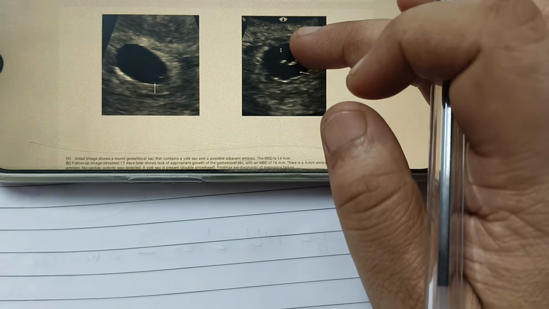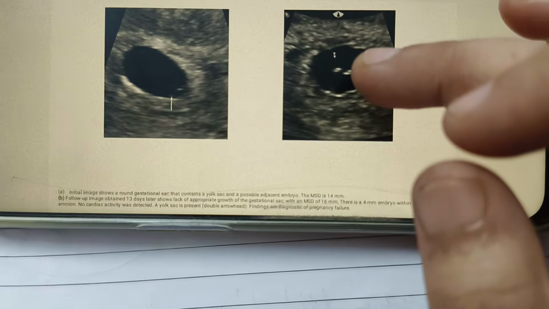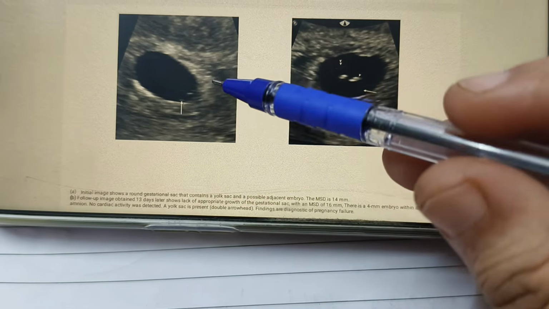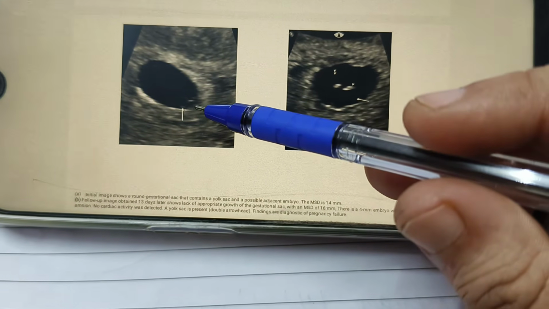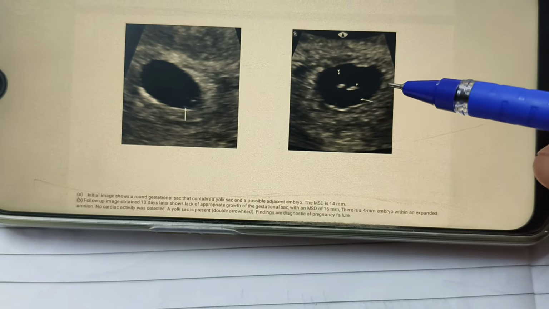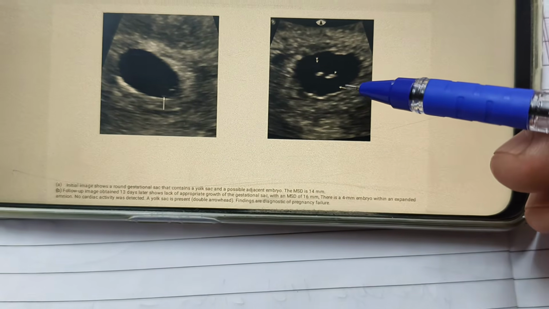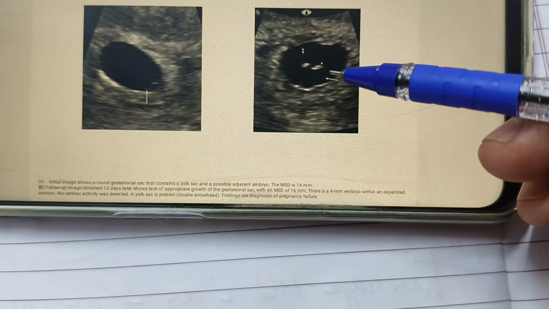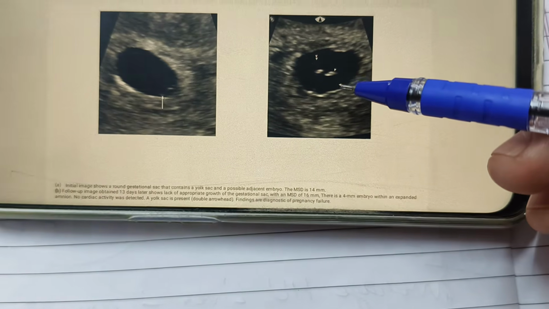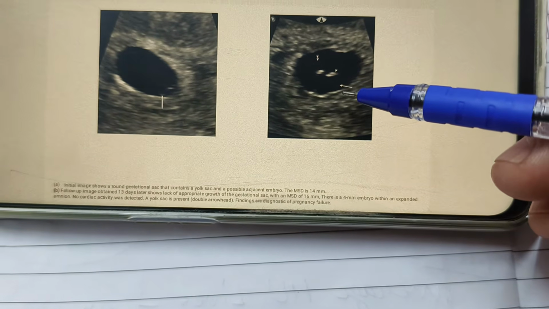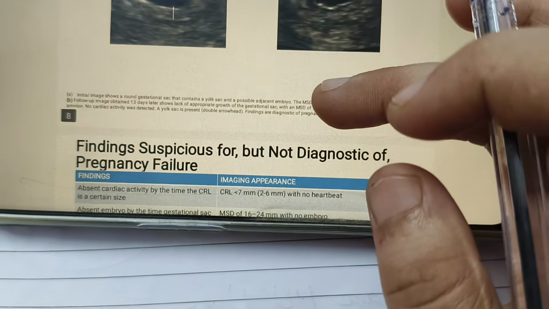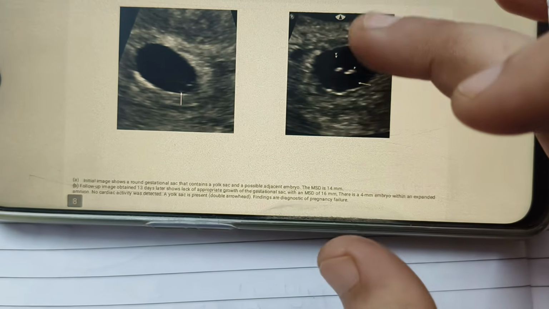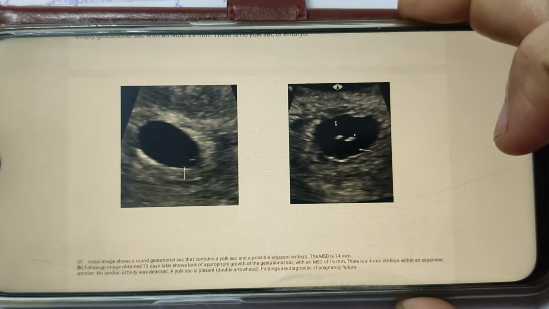Here we see two images. On the left image, we see there is a gestation sac and there is a yolk sac. And mean sac diameter is 14 mm. So we do a follow-up ultrasound 13 days later. Then we see an embryo, but no cardiac activity was detected. Hence, this was diagnostic of early pregnancy failure. So this is all about findings diagnostic of early pregnancy failure.